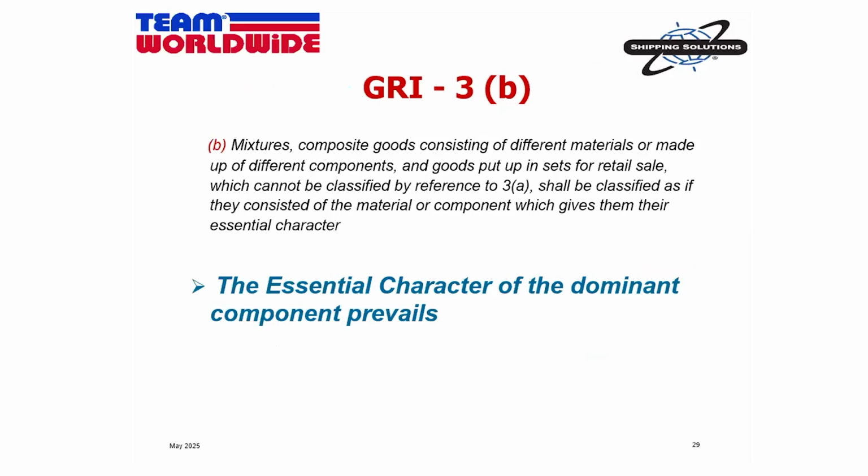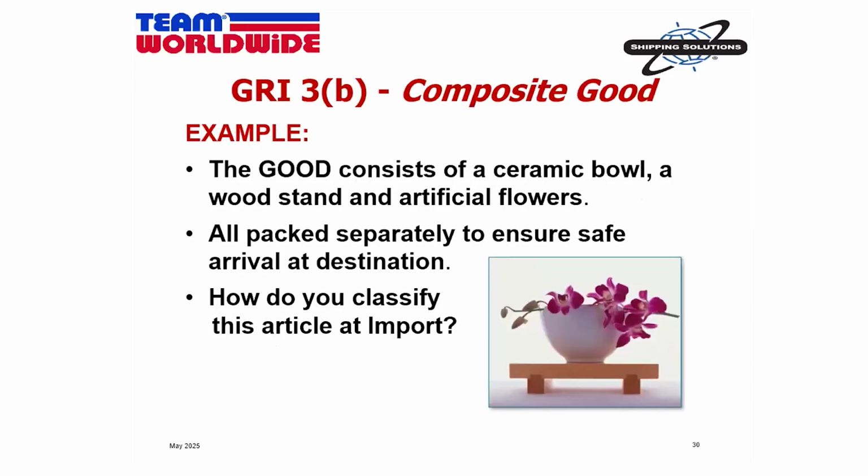If we have a mixture of an item, we have to try to determine the primary characteristic. We're selling a vase with a base and some flowers. We would have to determine if this is sold as one item, is it primarily a vase, a wooden platform, or some artificial flowers? I think we might agree that it's a vase, and that would be the primary characteristic, and we would classify it as that.